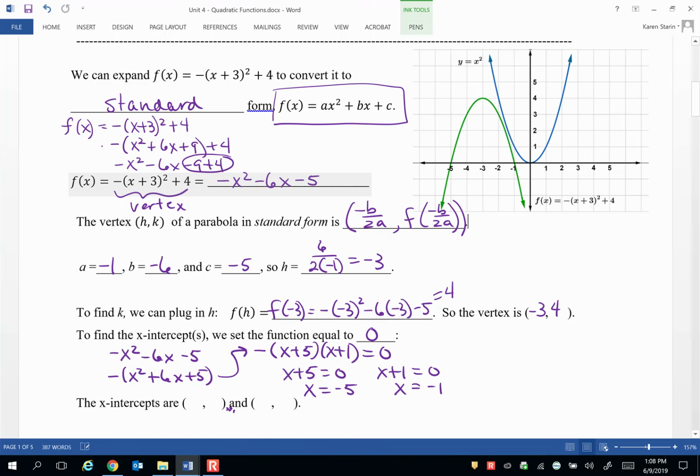So we did all that work so that we could find the two x-intercepts in this case. We have negative 5, 0, and negative 1, 0.